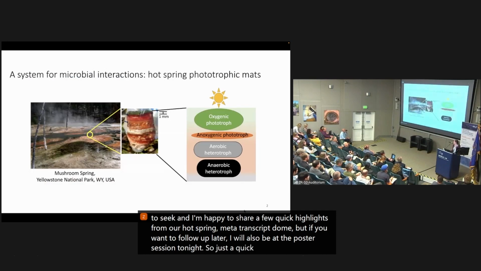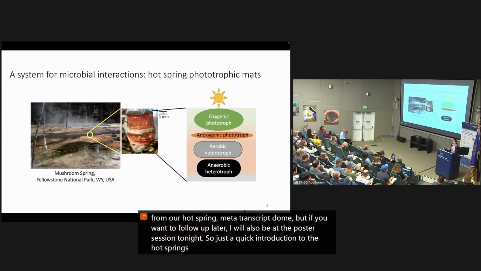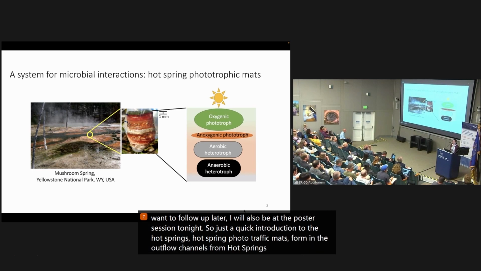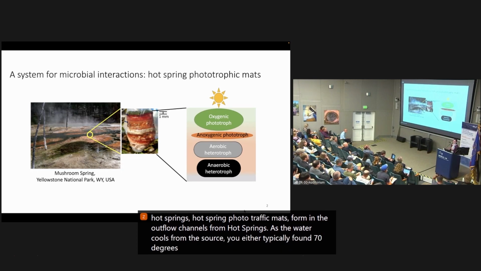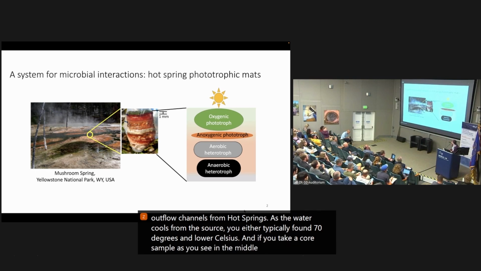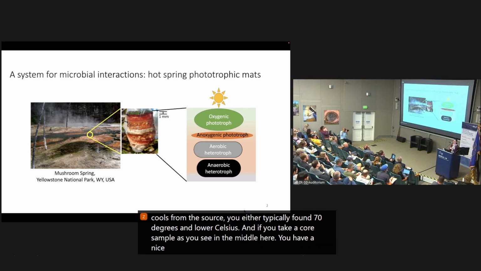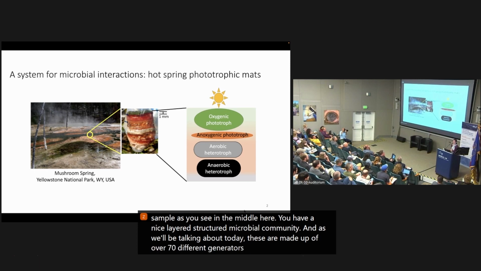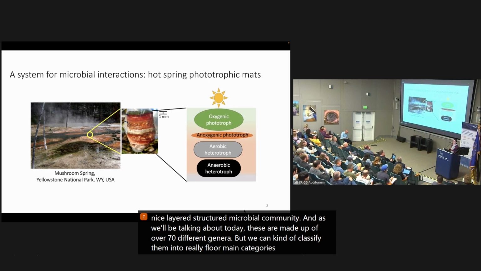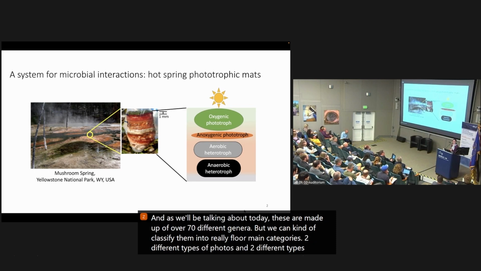So just a quick introduction to the hot springs. Hot spring phototrophic mats form in the outflow channels from hot springs as the water cools from the source. These are typically found at 70 degrees Celsius and lower. If you take a core sample, as you see in the middle here, you have a nicely layered microbial community. As we'll be talking about today, these are made up of over 70 different genera, but we can classify them into really four main categories: two different types of phototrophs and two different types of heterotrophs, which we'll go into in more detail.